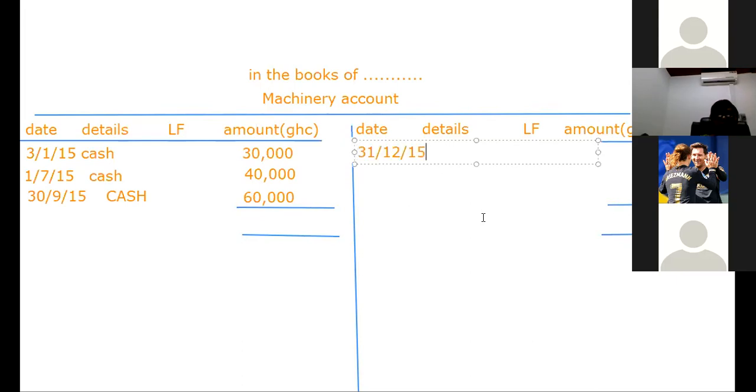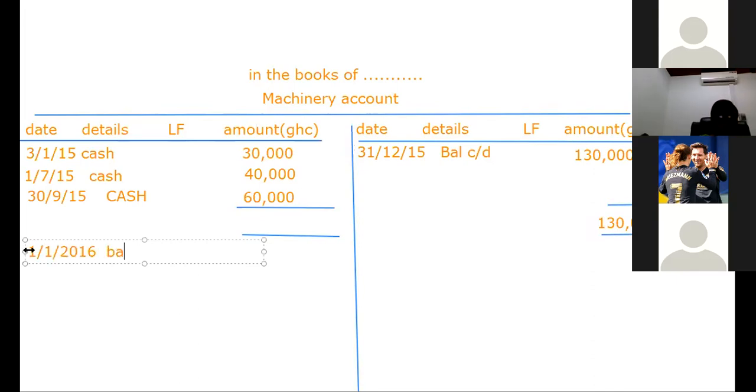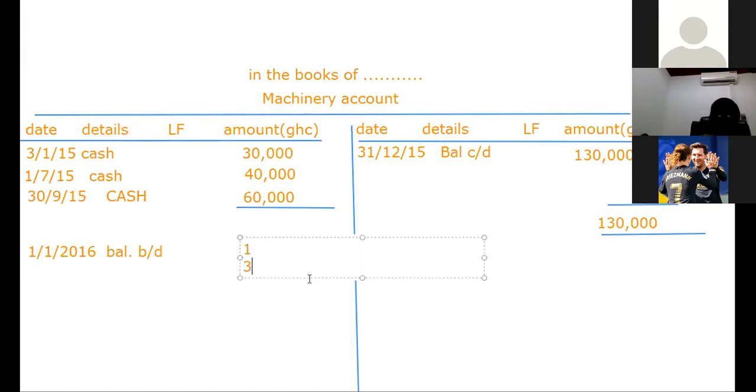So on 31st December 2015, it will be balance carried down. How much will it be? 130,000. So we have 130,000 here. Then for 1st January 2016, balance brought down, 130,000.